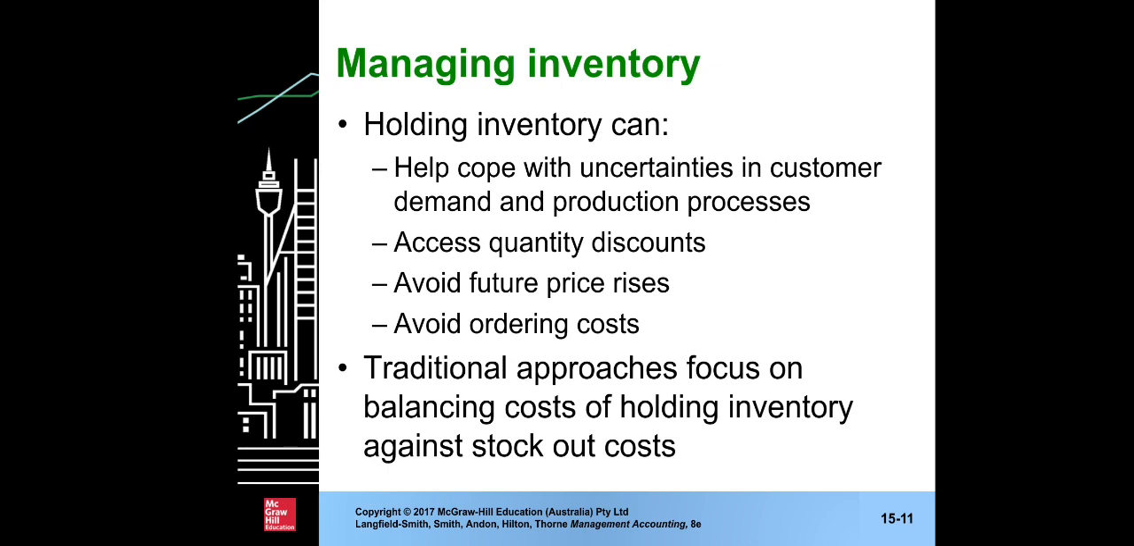The second thing is quantity discounts. When you purchase inventories in high quantity, you can get a discount, so you can get a cheaper price. That is one of the reasons businesses keep inventories. And then you can avoid future price rises and avoid ordering costs. When you purchase raw material in big quantity, you save in terms of ordering costs.